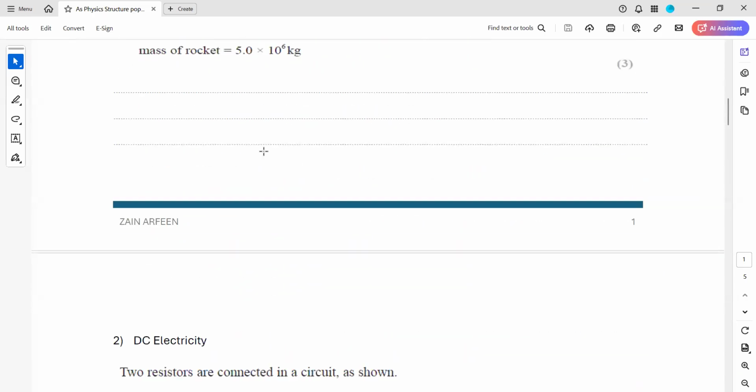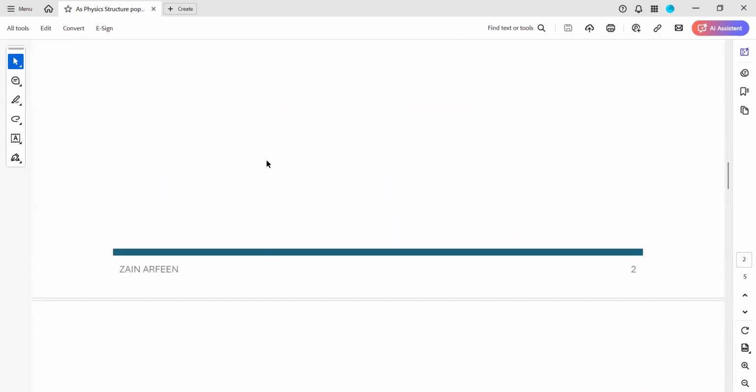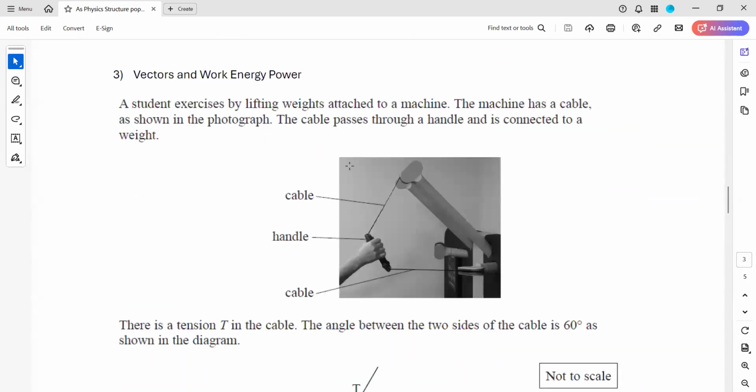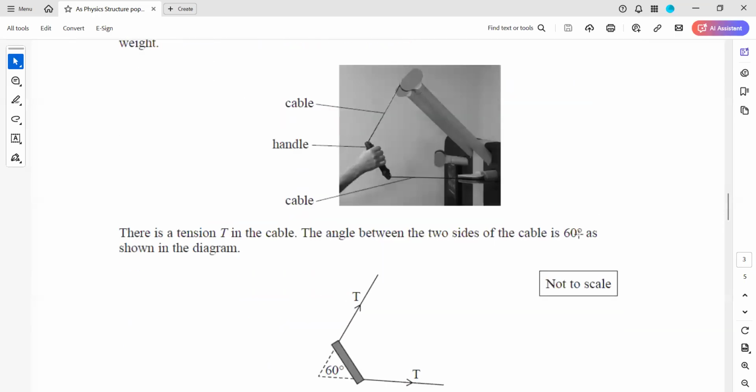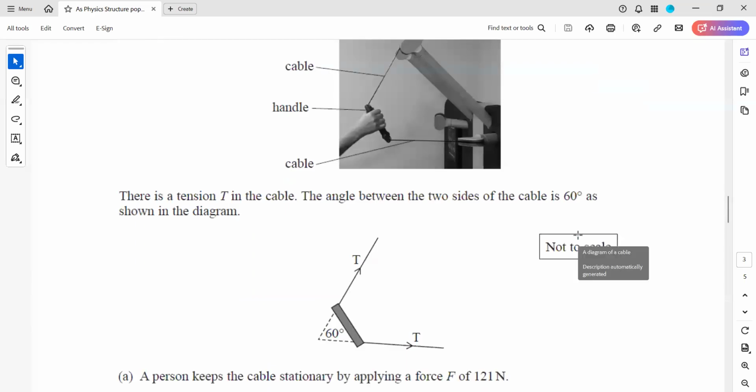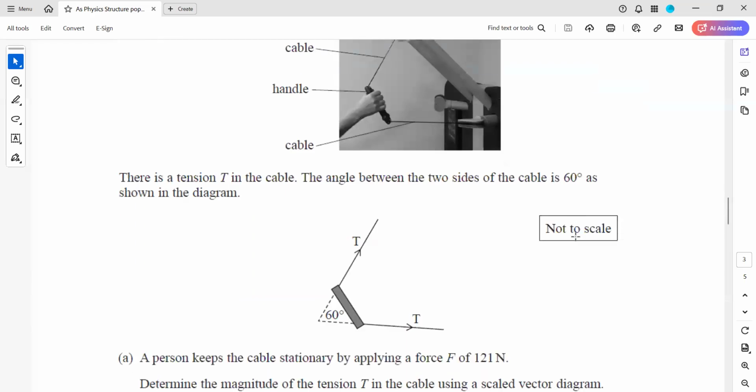So this one, the structure pop quiz, we want to determine the student exercise by lifting a weight attached to a machine. The machine has a cable as shown in the photograph. The cable passes through a handle and it's connected to a weight. There is a tension T in the cable. The angle between the two sides is 60 as shown in the diagram.